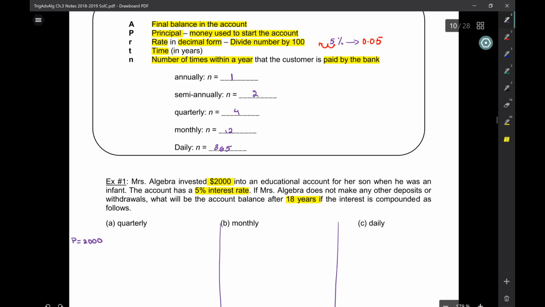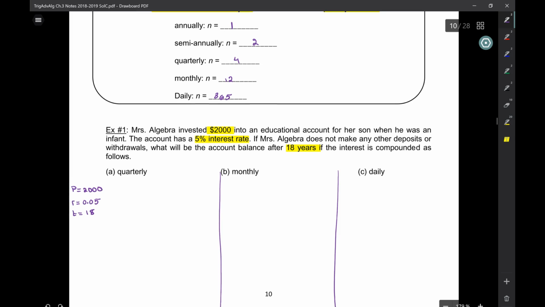The account has a 5% interest rate. You move the decimal point over, so R is 0.05. 18 years, that's T. Now here it says this is being compounded quarterly, so that means N is equal to 4.